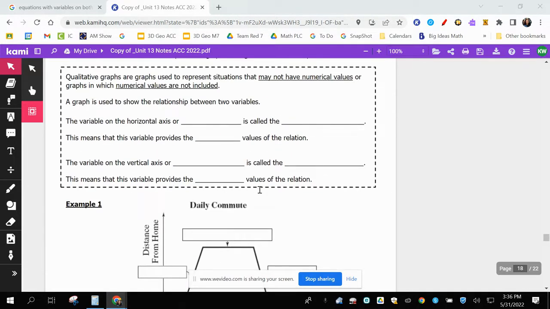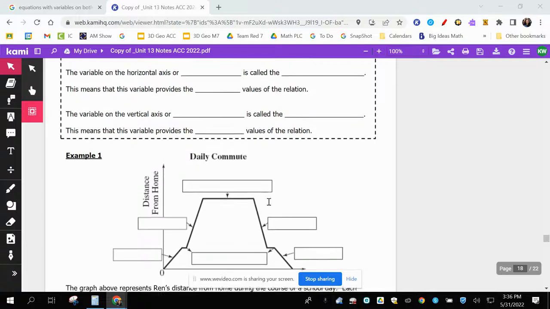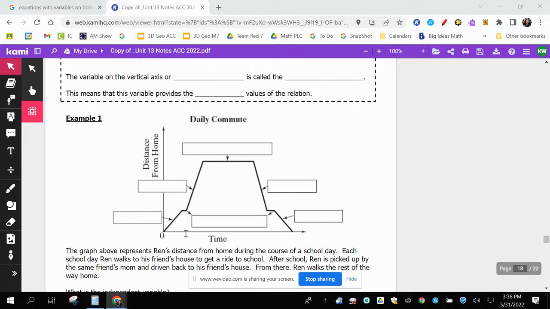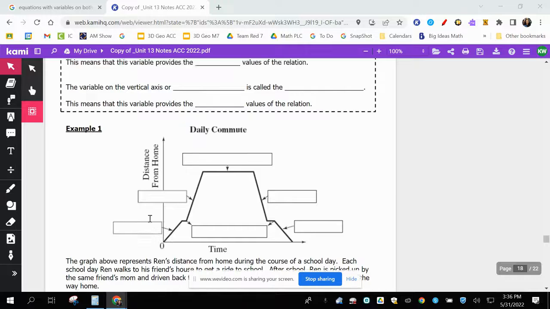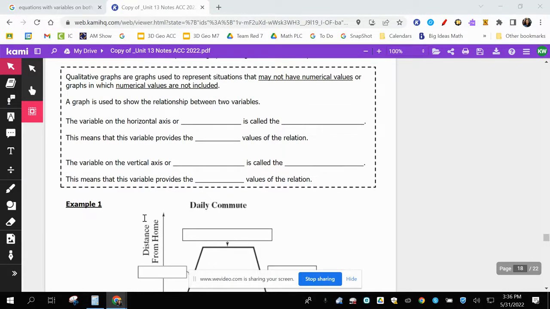Qualitative graphs are graphs used to represent situations that may not have numerical values, or graphs in which numerical values are not included. So you're going to see that on the x-axis and on the y-axis, there are no numbers except this number 0. A graph is used to show the relationship between two variables.